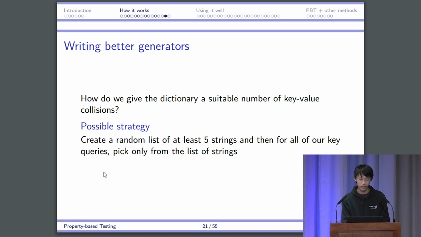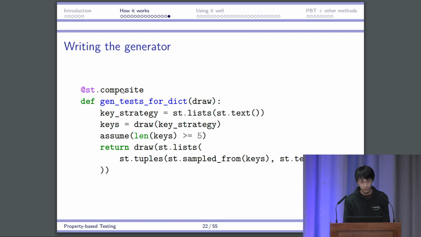So how would I write this in Python? Well, something like this. The implementation details are really just at the discretion of the library, so I'll go over them really quickly. st.composite implies that it uses previous generators, or library-provided generators, to create a kind of composite strategy. And so essentially, we take a random list of strings, we store them in keys, and we make sure that the length of keys is greater than or equal to 5. And if it is, then we generate a list of tuples where the keys are sampled from this list here, and the values are just random text. So this would be a better generator that generates a better distribution of data to test our dictionary with.